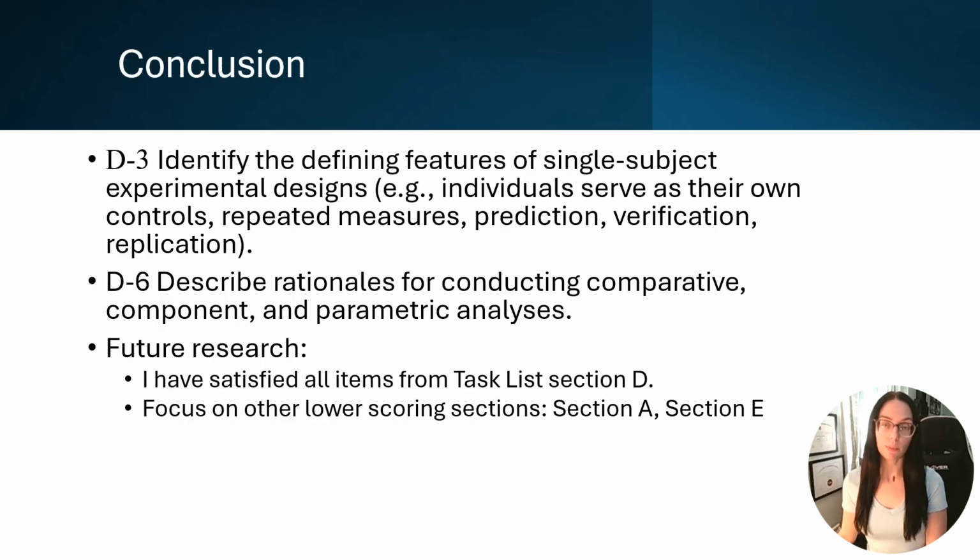The reviewed articles have improved my understanding of the defining features of single-subject experimental designs, including individuals serving as their own controls, the use of repeated measures, and the difference between prediction, verification, and replication. I've also learned the rationales for comparative, component, and parametric analyses. Between this bibliography and Module 4's bibliography, I have satisfied all items from task list section D. My future bibliographies should focus on other lower scoring sections, such as section A, philosophical underpinnings, or section E, ethics.